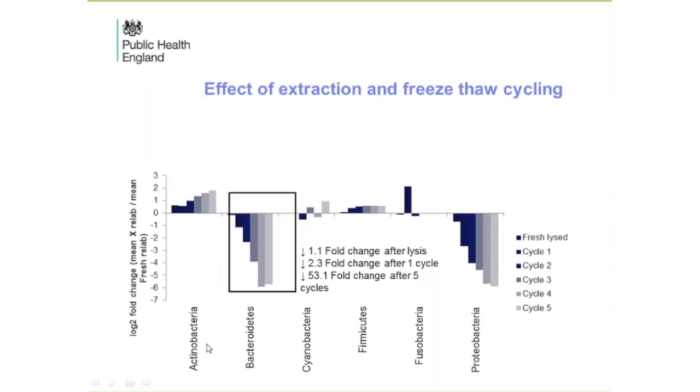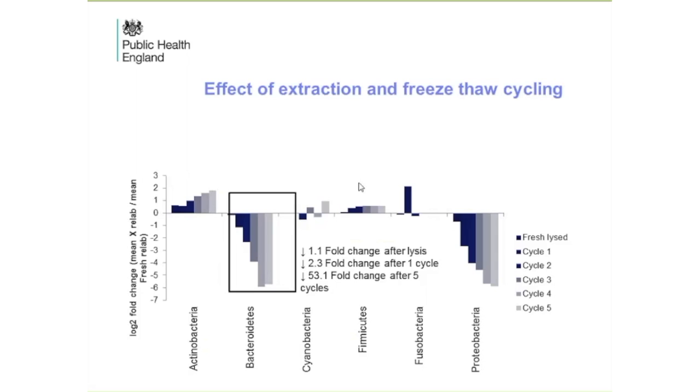So Actinobacteria, for example, that would have been present or was present in this sample at less than 0.1% have increased by up to 2 folds as a result of the reduction or the loss of the Bacteroidetes. Firmicutes remain around the same numbers, and therefore there was no impact of freeze thawing on the total abundance.